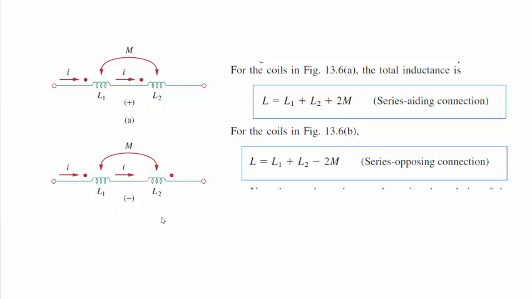And in the second picture, the dots are on the opposing side, so you can imagine that they are opposing each other, being out of phase, and the total inductance will have a minus 2M factor in there. So that's a series opposing connection.